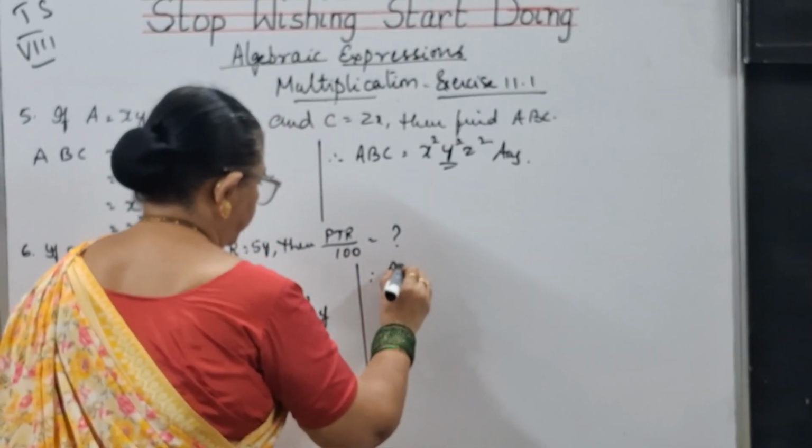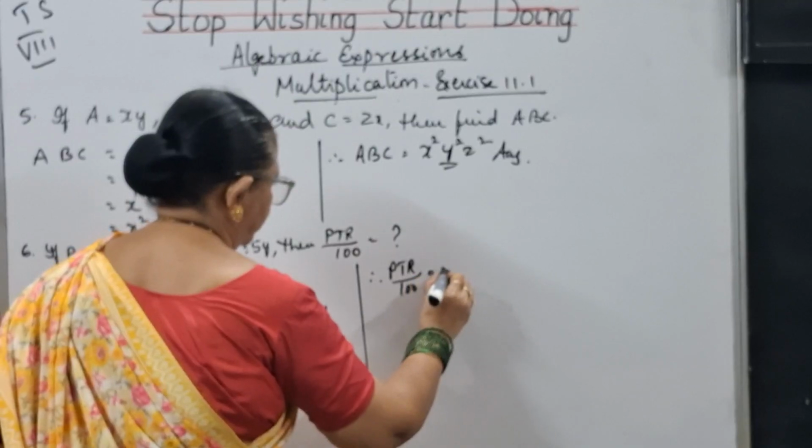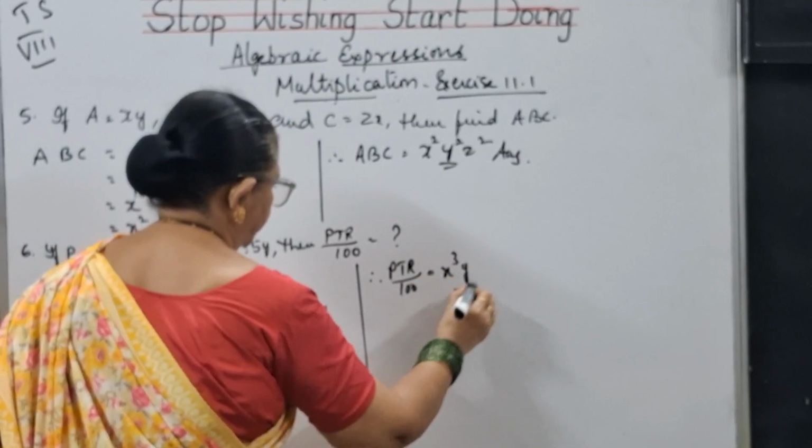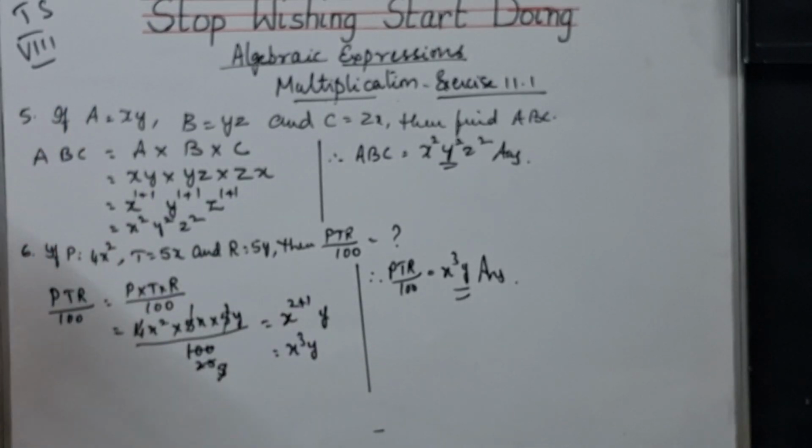Therefore, PTR by 100 is equal to x cube y. This is the answer, children. Fifth and sixth problems. I hope it is clear, children.